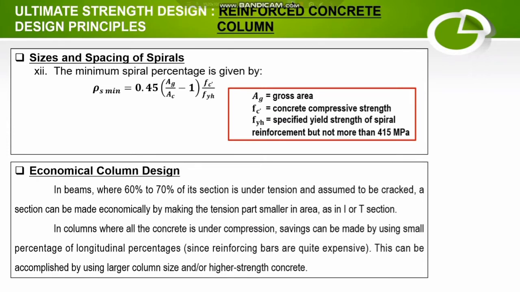The next topic is the economical column design. In beams where 60% to 70% of the section is under tension and assumed to be cracked, a section can be made economical by making the tension part smaller in area, as in I or T sections. In columns where all the concrete is under compression, savings can be made by using a small percentage of longitudinal reinforcement, since reinforcing bars are quite expensive. This can be accomplished by using a larger column size and/or higher strength concrete.